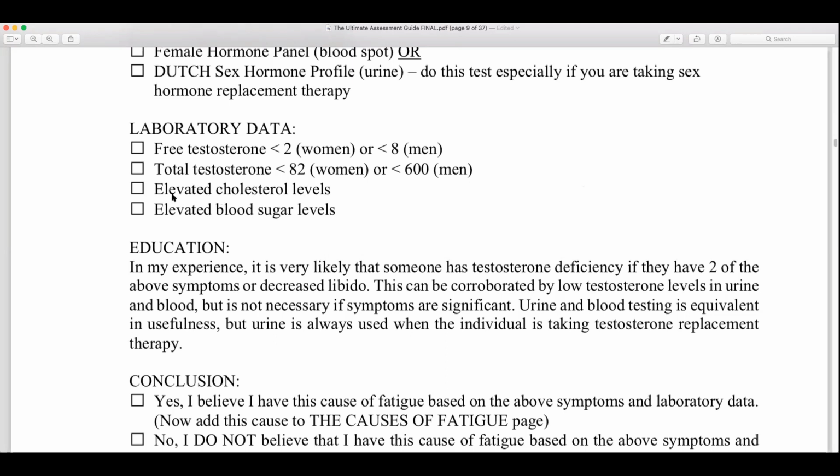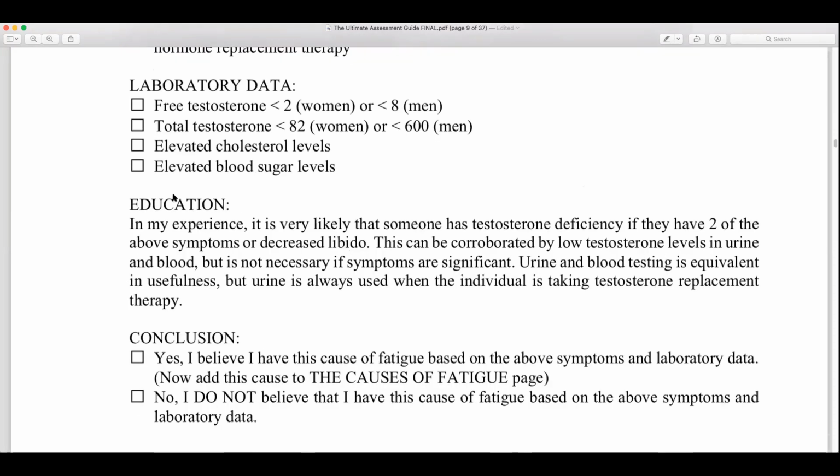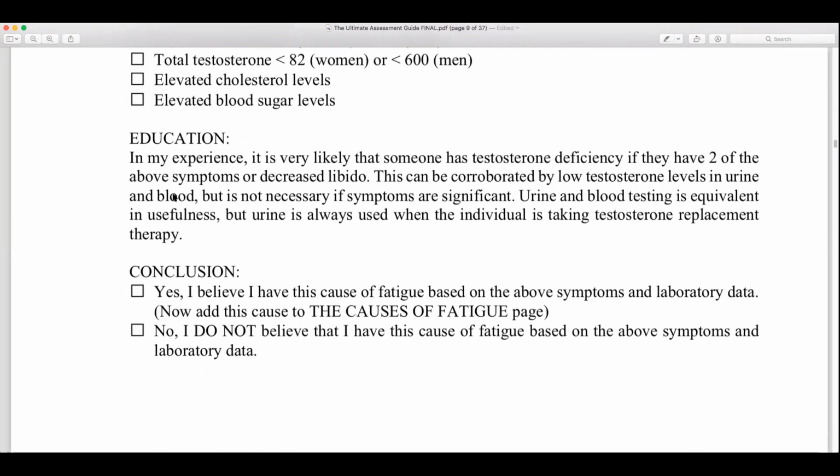Oftentimes, this will be associated with some elevated cholesterol levels, especially in men, and elevated blood sugar levels. In my experience, it is very likely that someone has testosterone deficiency if they have 2 or more of the above symptoms, or decreased libido. That's really the main one.